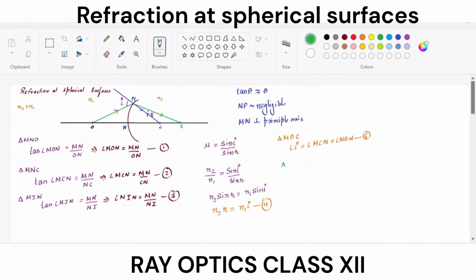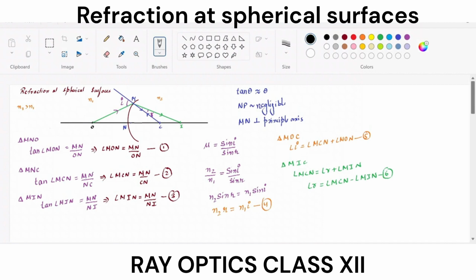And in triangle MIC, let me take it as MIC. I hope you can locate the triangle MIC, that small triangle over here. Angle MCN is the exterior angle, and that will be equal to angle r plus angle MIC or MIN, you can say. So angle r will be equal to angle MCN minus angle MIN. That's equation 6. We got our i and r from 5 and 6.